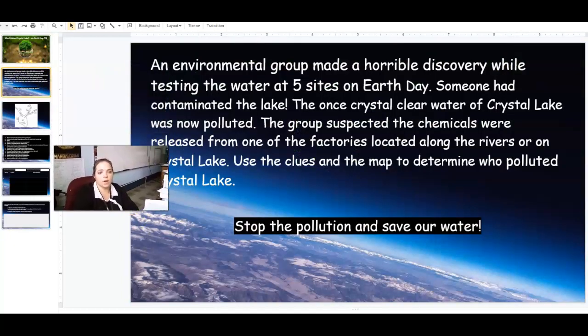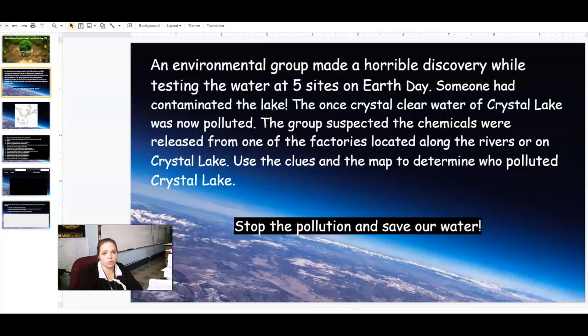First off, an environmental group has made a horrible discovery while testing the water at 5 sites on Earth Day. Someone had contaminated the lake. The once crystal clear water of Crystal Lake was now polluted. The group suspected the chemicals were released from one of the factories located along the river or on Crystal Lake. Use the clues in the map to determine who polluted Crystal Lake. Stop the pollution and save our water.